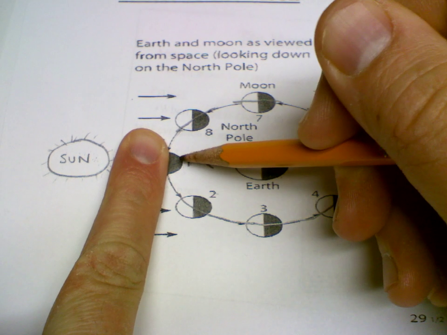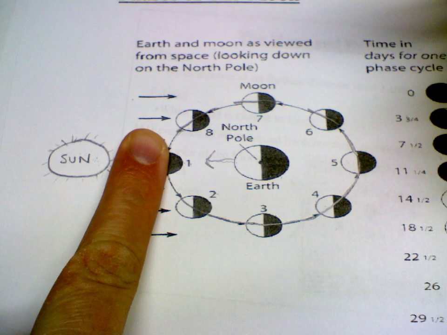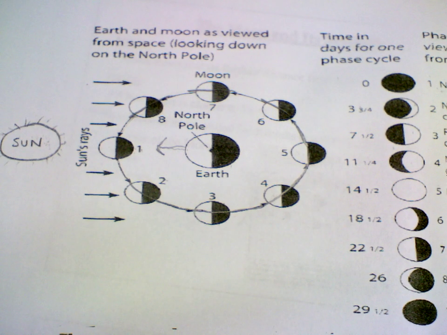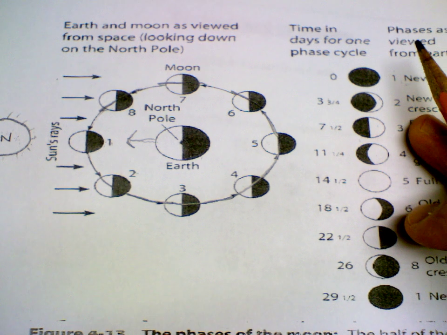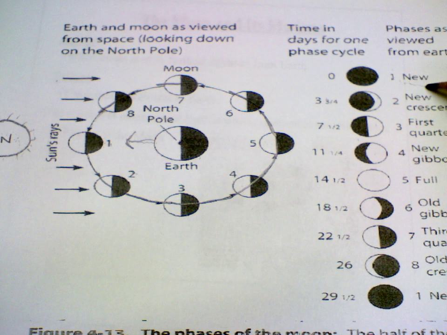At position 1, you don't see anything lit up on the moon. That means it looks completely dark to us. So if I were just to go here at position number 1, that's what it would look like to us. We call that a new moon.